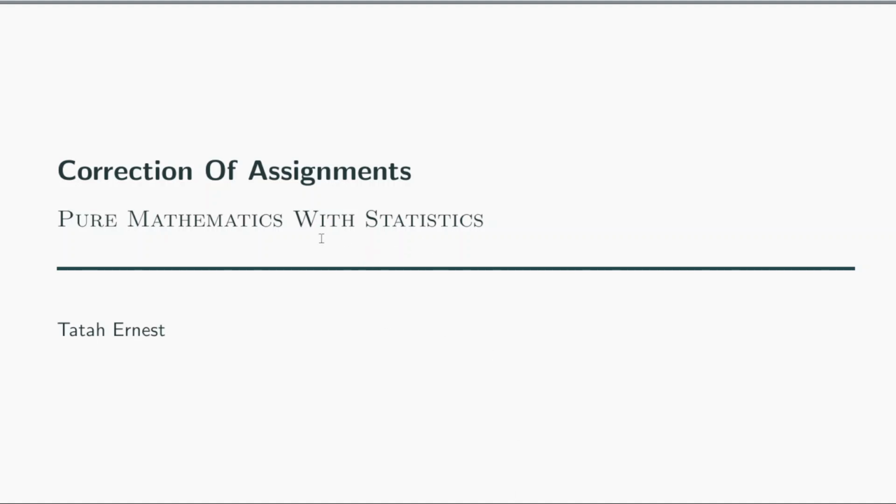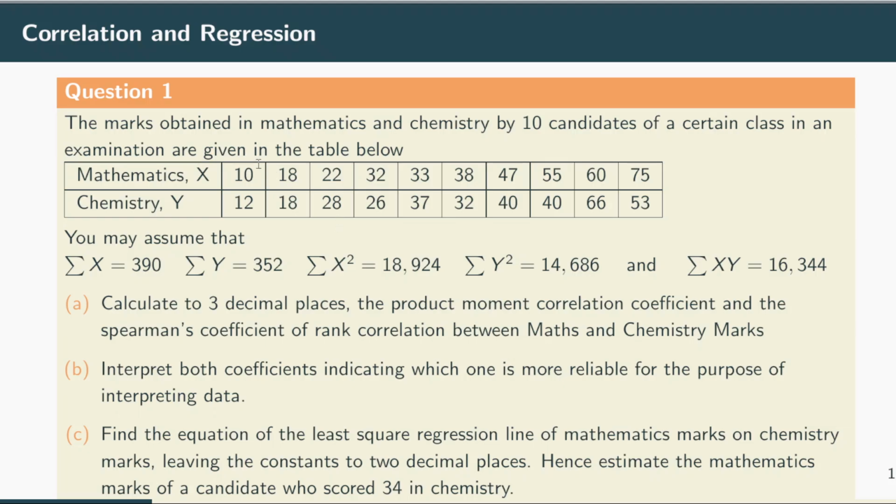Alright, in this video we are going to be doing the correction of the assignment I gave you 2 weeks ago, and that is for pure mathematics with statistics. Now the question reads: the marks obtained in mathematics and chemistry by 10 candidates of a certain class in an examination are given in the table below.